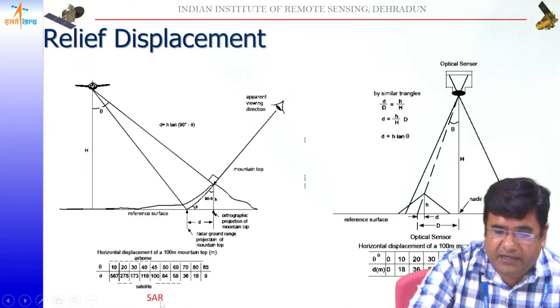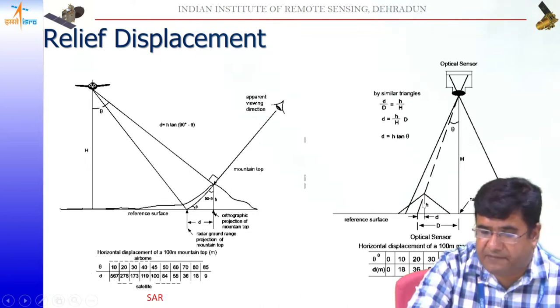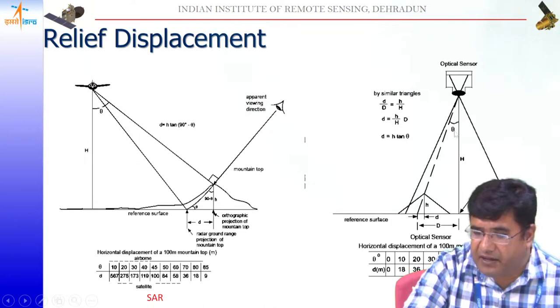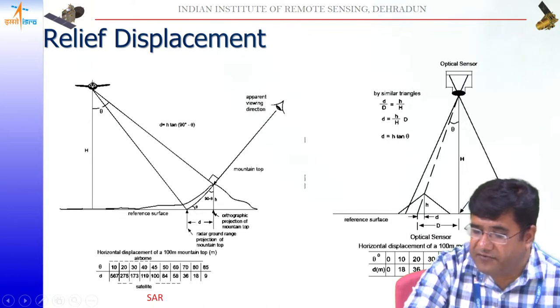You can see in this image, this is the optical sensor and this is a SAR sensor. In the optical, if we don't have nadir looking, if we have an angle like 0, 10, 20, 30, 40, 45, how much is h tan theta? It goes from 0 to 100 meter maximum for a 100 meter height. This h is the height of 100 meter. So how much displacement d is there? For 10 meter height it is 18 meter, for 20 meter height it is 36 meter, and for 30 meter height it is 58 meter.